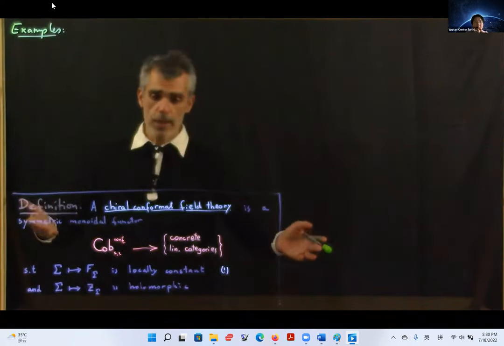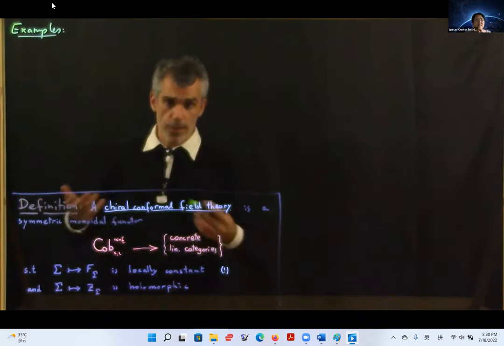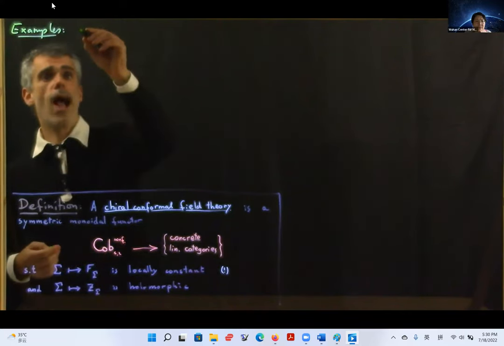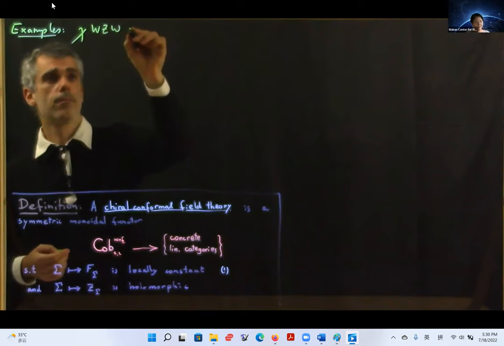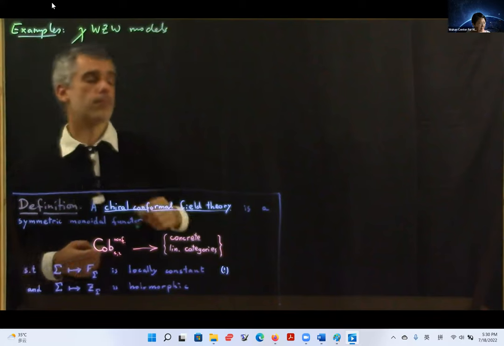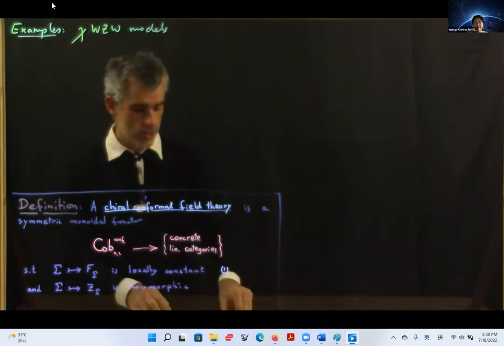Just so that you get a feeling for what chiral conformal field theories are, let me tell you about one very important class of examples, those so-called chiral WZW models. And they depend on a choice of compact Lie group.